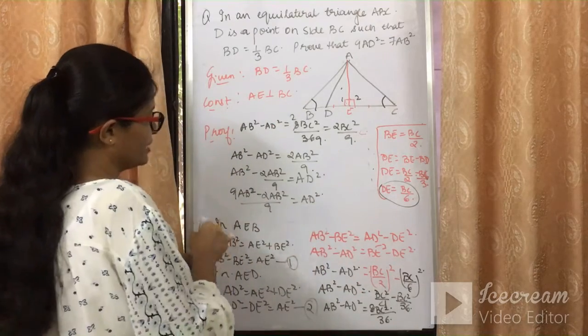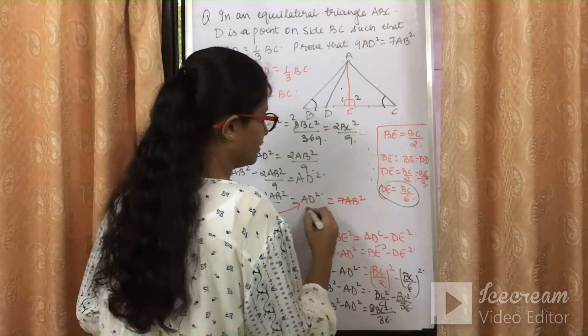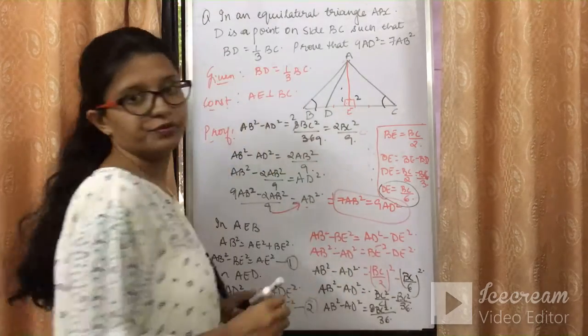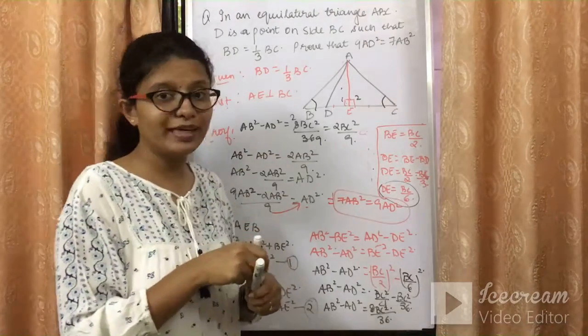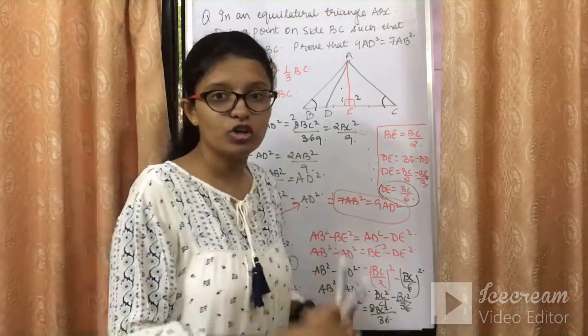So if you solve this, 9AB minus this, it will give you 7AB square. Take this 9 here, you will get 9AD square. So this is what we need to prove. So I hope the question must be clear. This is also an important question. It is an NCERT textbook question.